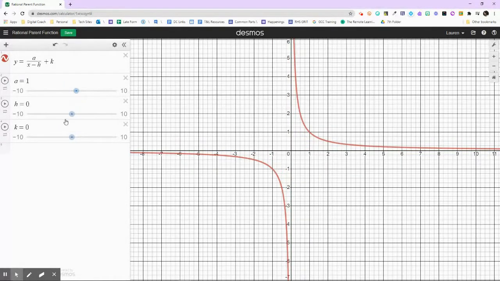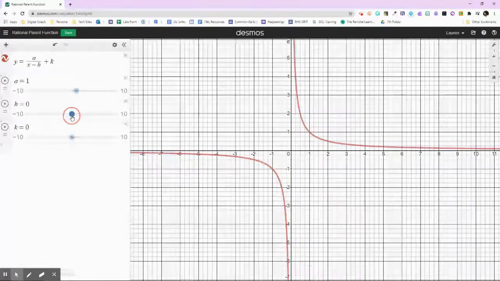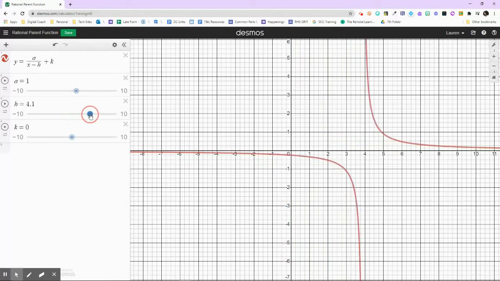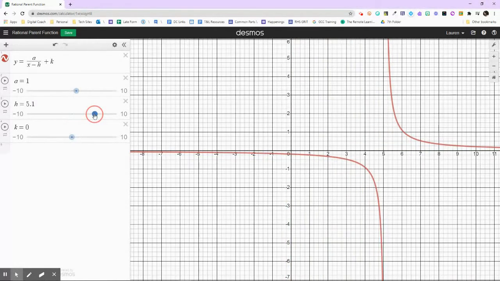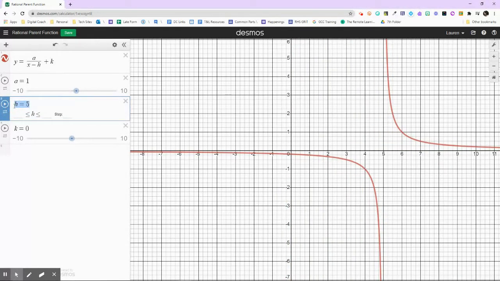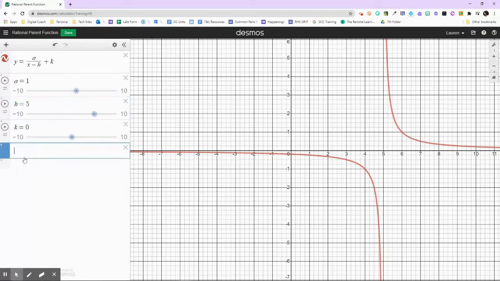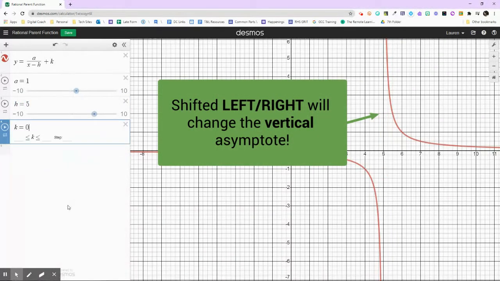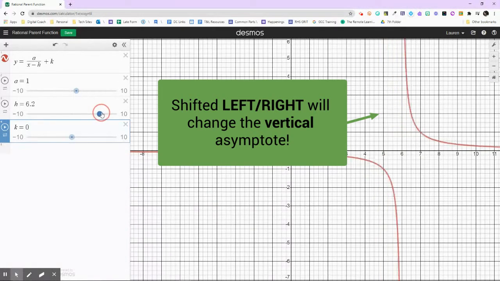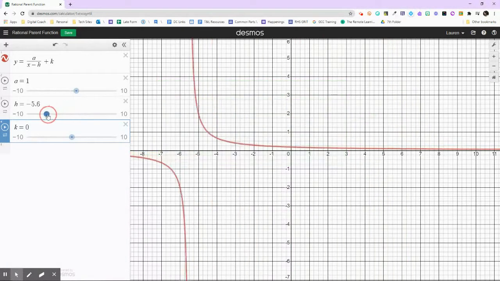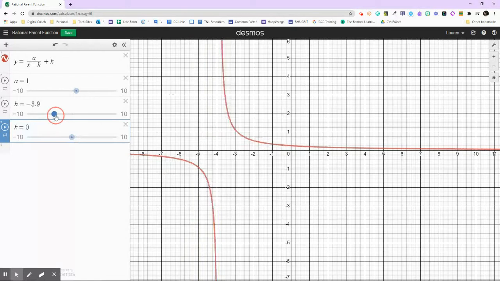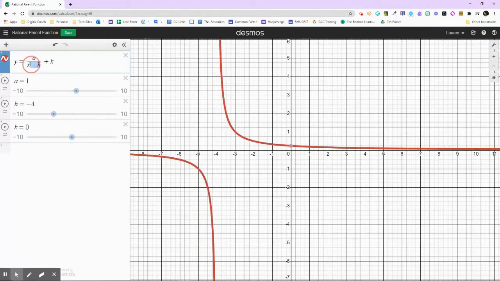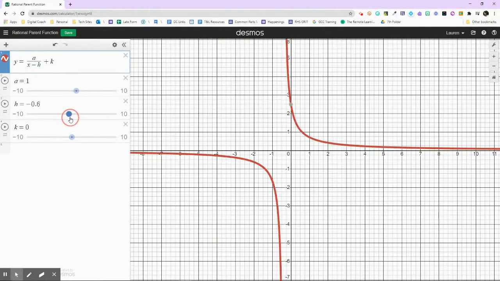So there's the a value. H, okay, let's see what happens when it becomes positive. Okay, it's shifting the graph here. Notice how h is 5, and look at where your vertical asymptote is. It's right here at 5. So you can start to see how changing the h will change the vertical asymptote. And I can kind of see that right here. -4. Well, if I try to plug in a -4 here, I can see it went left. That's kind of how all of those are going to work.